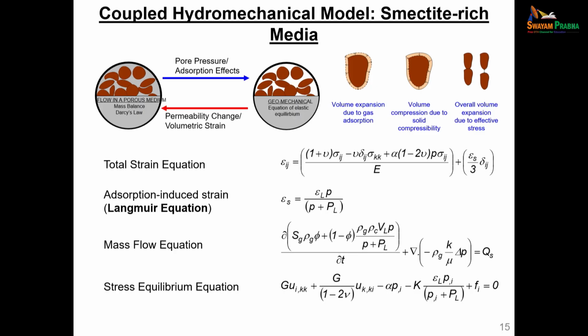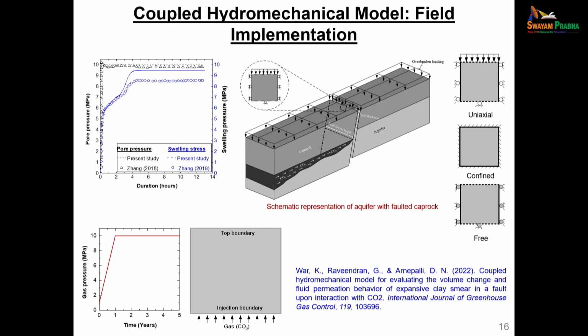Nothing more than that. Now with this, if you can really solve these equations by using a Langmuir isotherm for the swelling or adsorption phenomena, then you may get some variation. Before taking the model further, we calibrated the model using the experimental data reported by Zhang. What he reported is something called swelling pressure. The second one is the pore pressure.